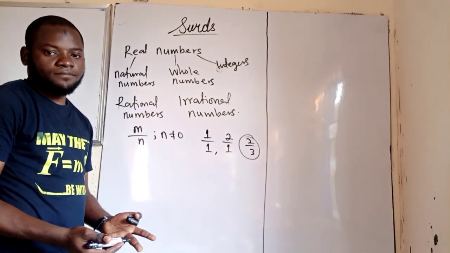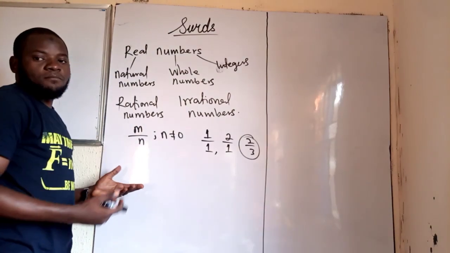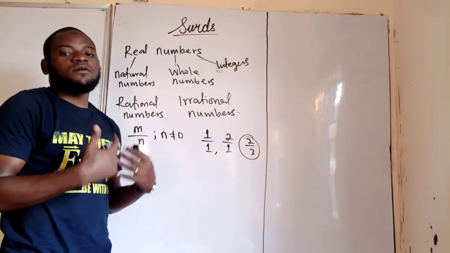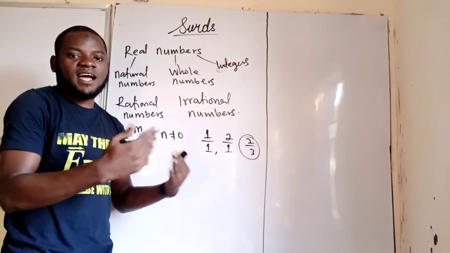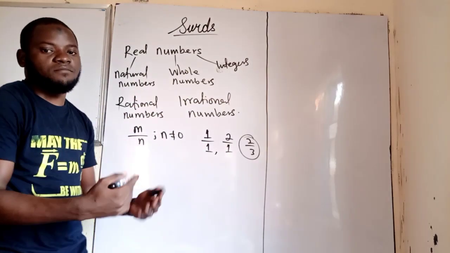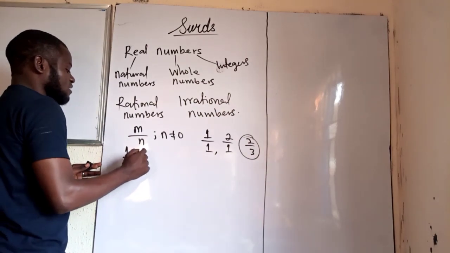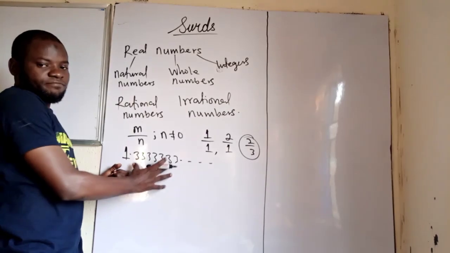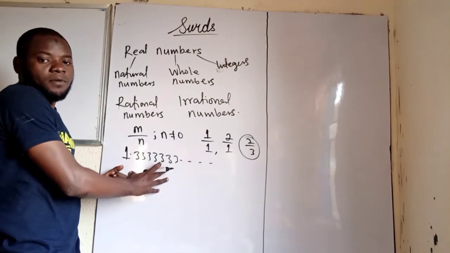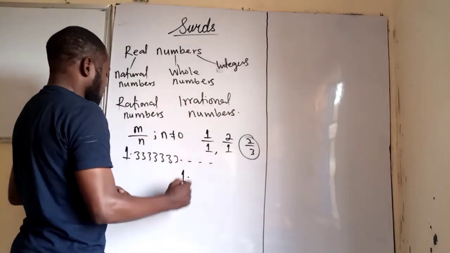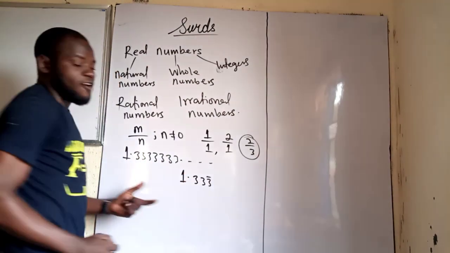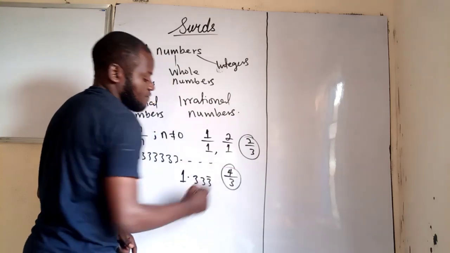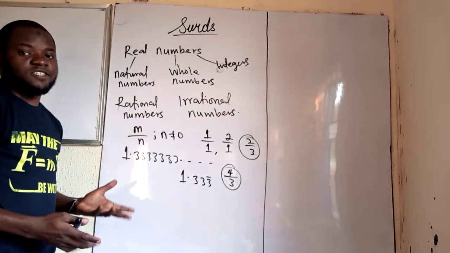There are some rational numbers that we might not see in this form. Numbers with non-terminating but repeating decimals are also rational numbers. For example, 1.333 continuing to infinity is a rational number, because it is equivalent to 4 over 3. So that is what we call a rational number.